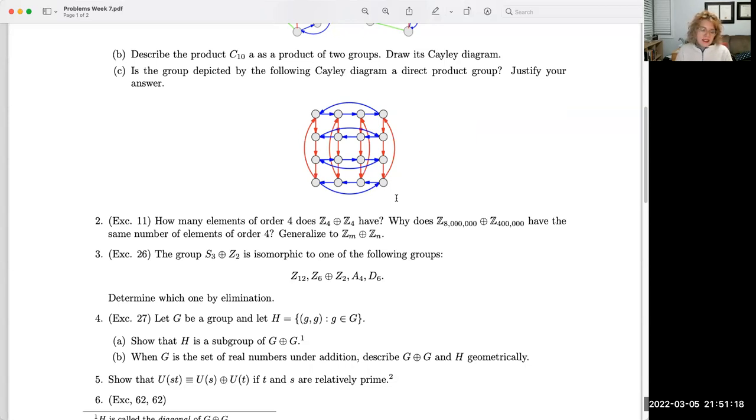And the number of elements of a certain order in a cyclic group is only determined by that order. In particular, we know that phi of that number corresponds to the number of elements of a certain order in a cyclic group. So Z of 4 has phi of 4 elements, and Z of 8 million has phi of 4 elements.